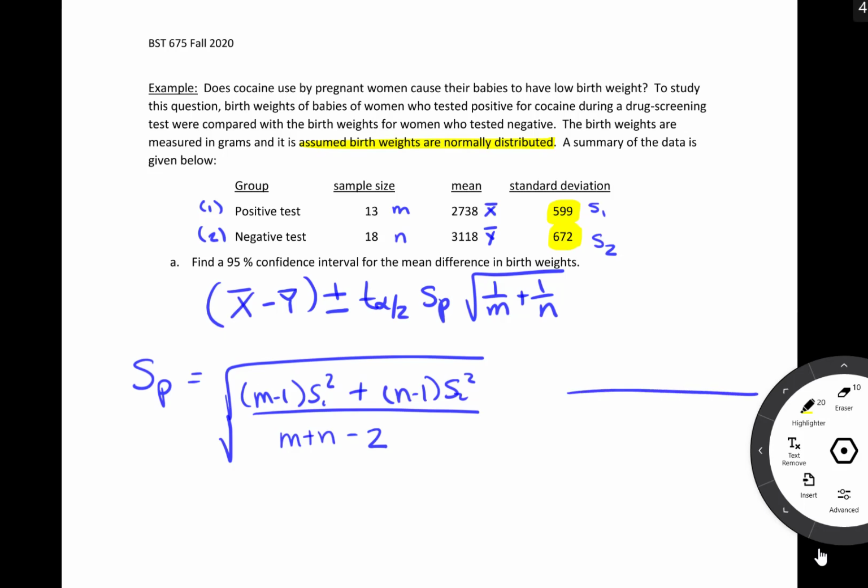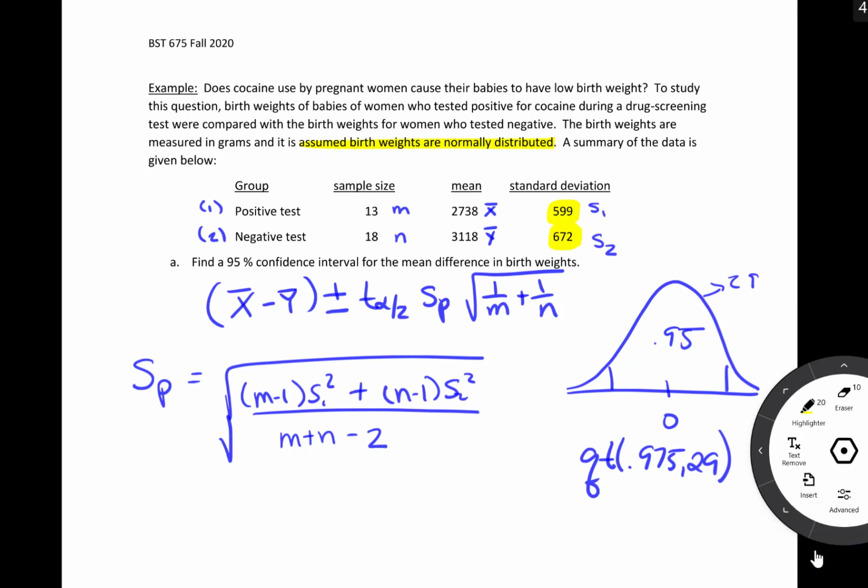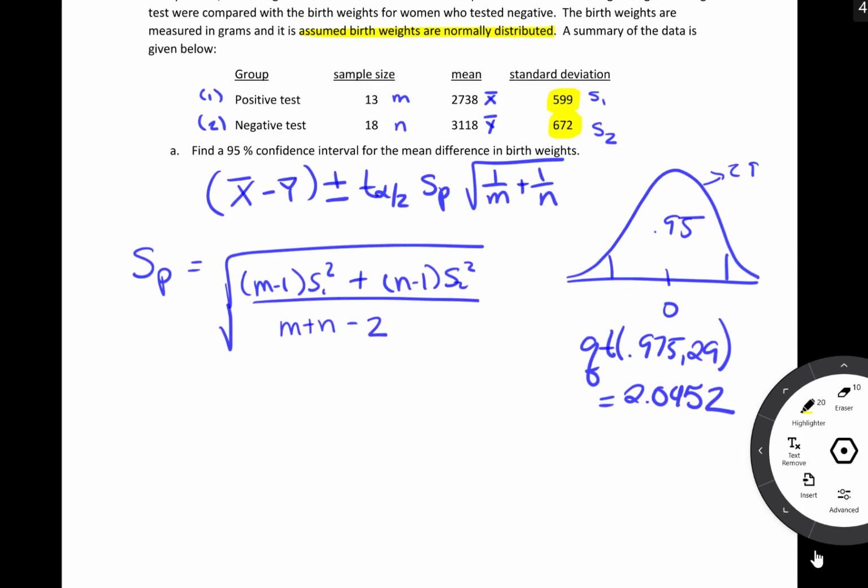So again, that is going to come from a t distribution, which is centered at 0. The degrees of freedom are going to be equal to m plus n minus 2. So in other words, 13 plus 18 is going to give us 31, minus 2. So we're going to have 29 degrees of freedom on our t distribution. We're making a 95% confidence interval. So in R, you want to use qt(0.975, 29). Placing that in R gives 2.0452. So now we have everything we need to plug in the formula.